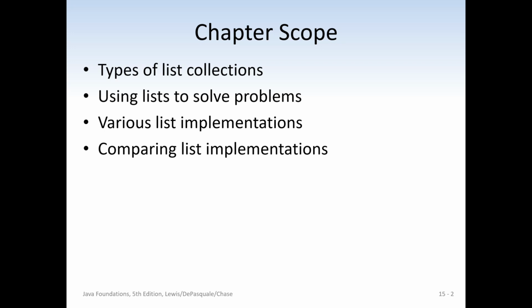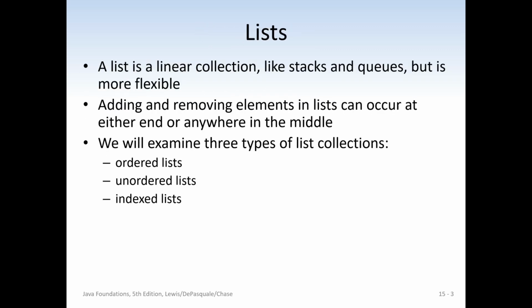Because sometimes we need a list and we don't want to implement a stack or a queue or any of these other things. We just want to use a list. So let's look at the list abstract data type on its own. And so in this chapter, we're going to talk about some of the types of list collections. We're going to look at how you can use lists to solve problems. We're going to look at some list implementations, and we're going to compare some of the list implementations. So in this video, we're going to start with lists.